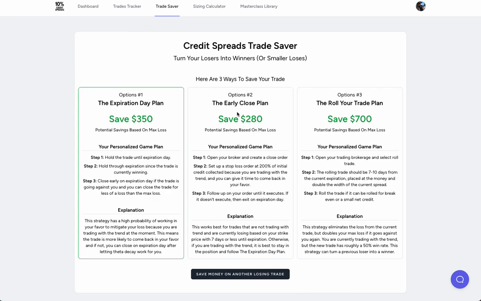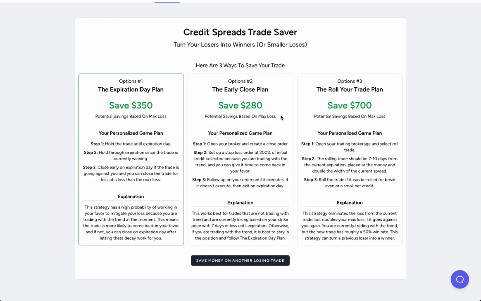Anyways, this plan is for if the market trend has turned against you. Let's say you're trading a put credit spread, and the market now turns to a downtrend. Well, this will alert you when it's turning into a downtrend, and it recommends that you just close the trade early. You just close the trade out no matter where it is when the trade starts going against you, and that's the best way to mitigate losses.